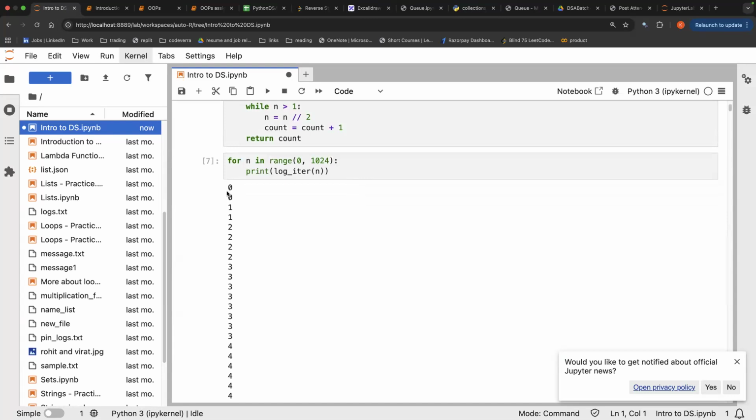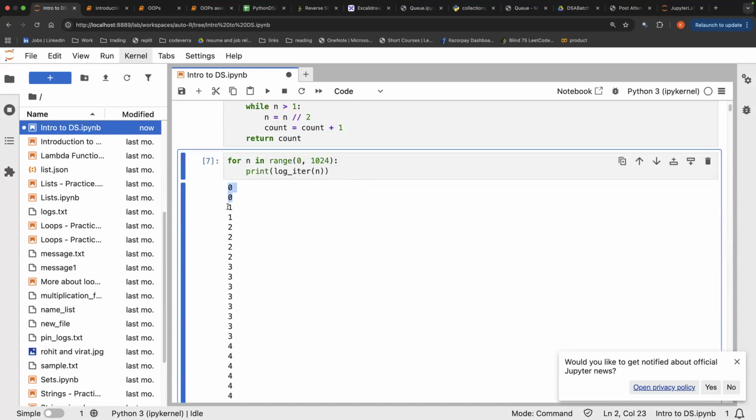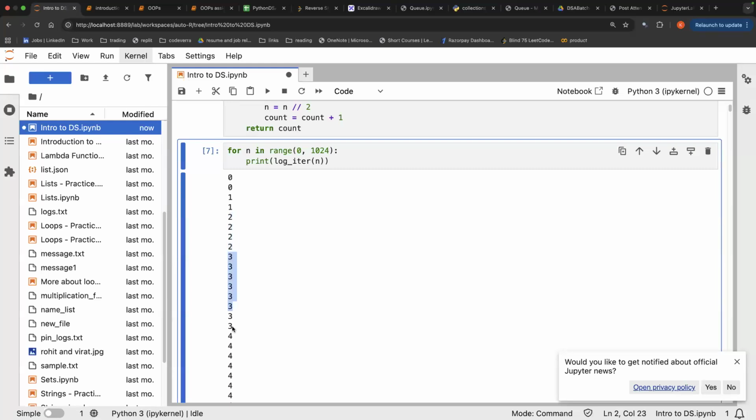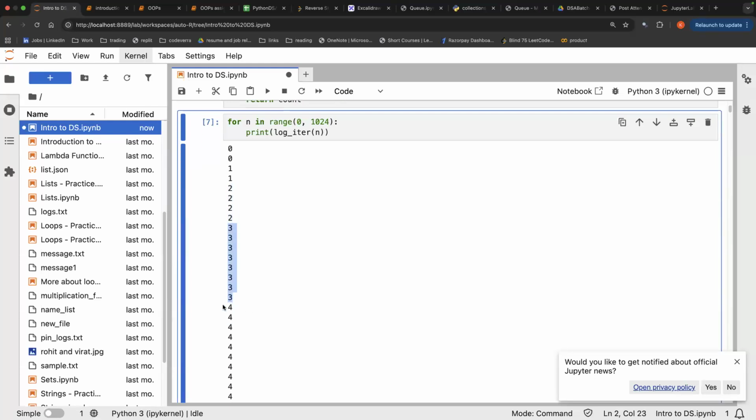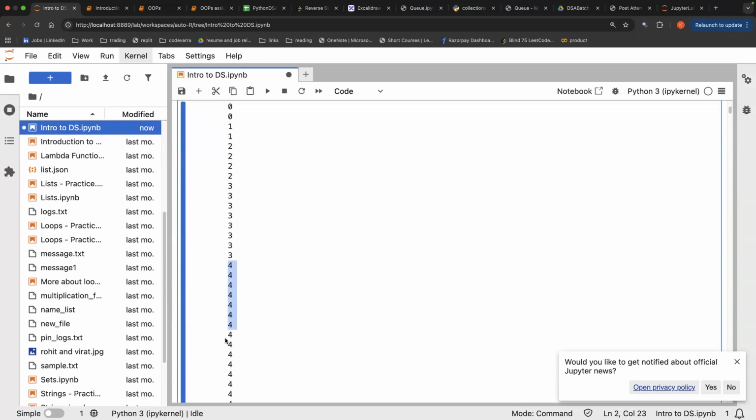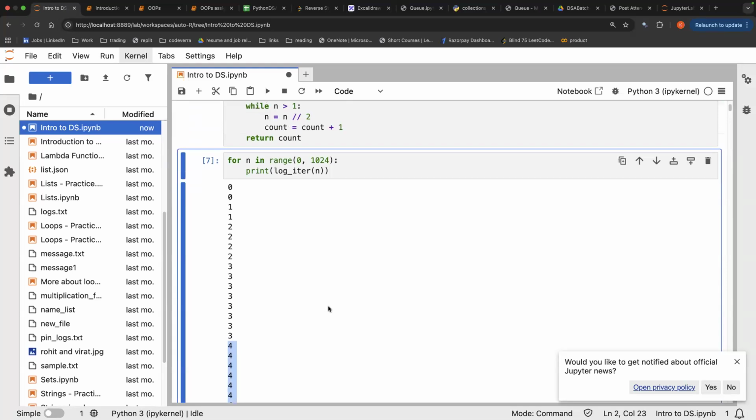It is a long thing, but you see, for the first two iterations it is 0, then it is 1 2 times, then it is 2 4 times, then it is 3 8 times. Are you able to understand this? What is happening here? Then 4 is how many times? 16 times. So what is the pattern that is coming?